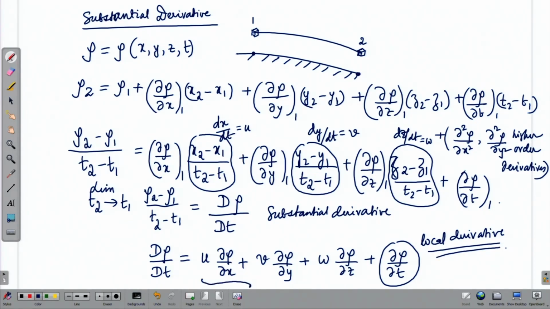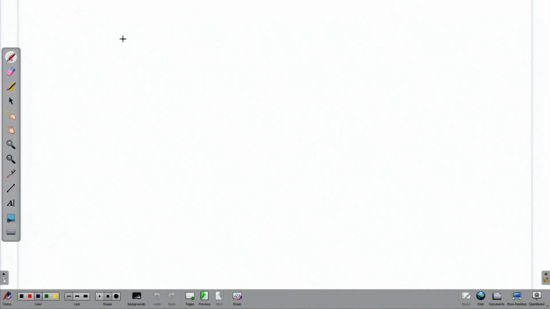while the rest of the terms is dependent on the movement of the fluid element through the flow field, and therefore, that is not a local effect. Because these terms are related to the convection or advection of the fluid element through the flow field, these terms are called convective derivatives. So, finally, what do we have?